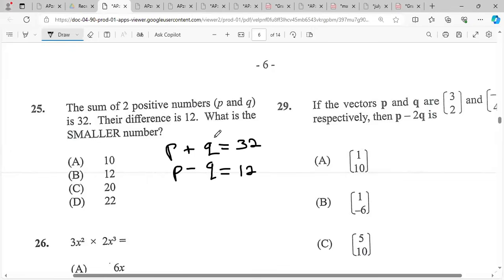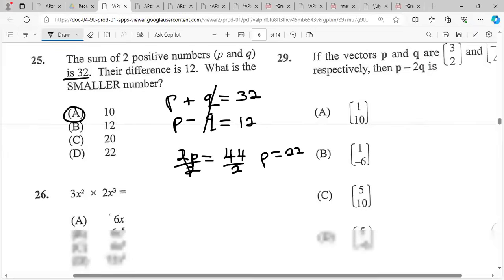All right, so let's make a simultaneous equation. We add, we get rid of q, right? So 2p, how do we add? 2p plus that is 44, yeah. And then we divide by 2. So one of them is 22. That means this is the bigger number, right? The next number has to be 10, because 10 plus this can give 32. Good job, CXC. That one is not so bad.